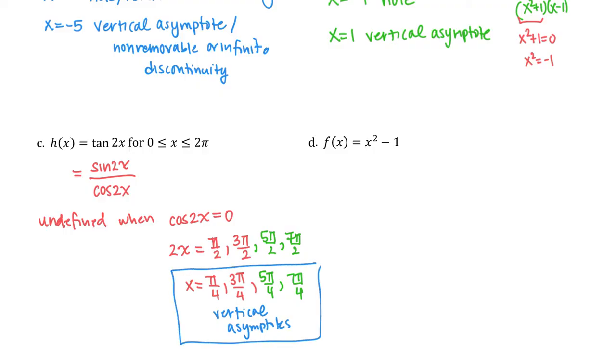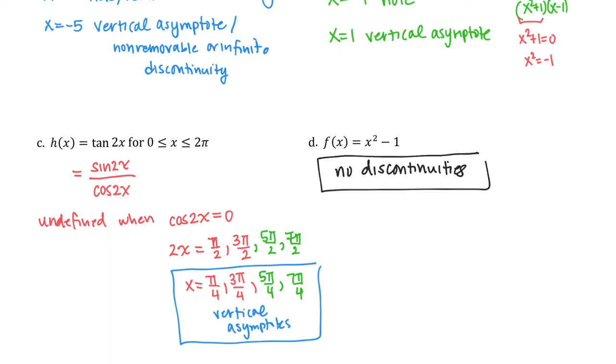Okay, let's go ahead and look at the last one. It says f of x equals x squared minus 1. There's no denominator, so I don't think there's an asymptote. I can't think of any asymptote. What would this be? This would be a parabola. Okay, so this is a totally continuous function, so there are no discontinuities, because x squared minus 1 is a completely continuous function for all real numbers.